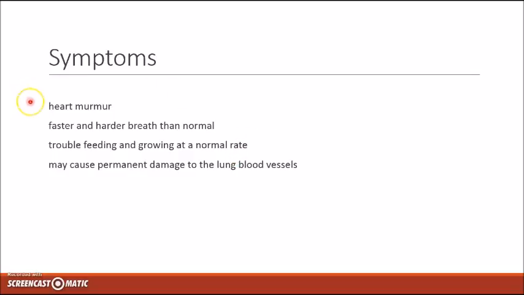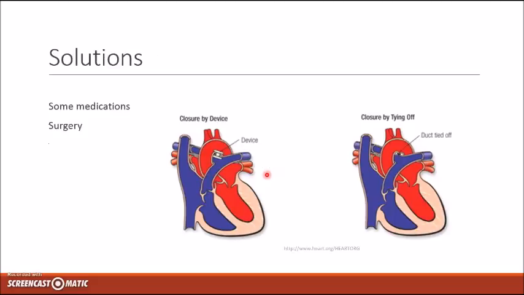The symptoms we would have, as usual, a heart murmur. We will have faster and harder breathing than normal, trouble in feeding and growing rates for the children, and it may cause permanent damage to the lung vessels, the pulmonary arteries.